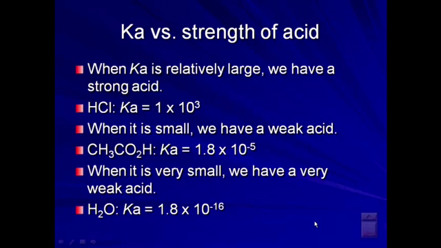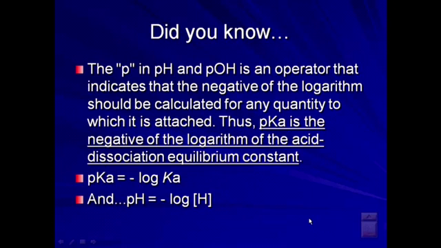So here we go. It says, did you know, just in case you forgot this, the p in pH and pOH is an operator that indicates the negative of the logarithm, and we've talked about that before. So, of course, there's going to be something called pKa. pKa is the negative of the logarithm of the acid dissociation equilibrium constant. So the general formula here for pKa is negative log Ka. And you guys already know that pH is equal to negative log of the hydronium concentration. So now you've got this pKa. So you've got pH, pOH, pKa, right?